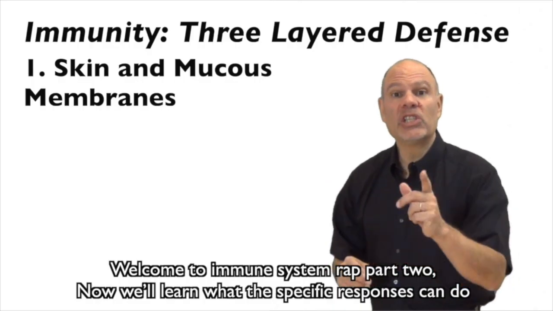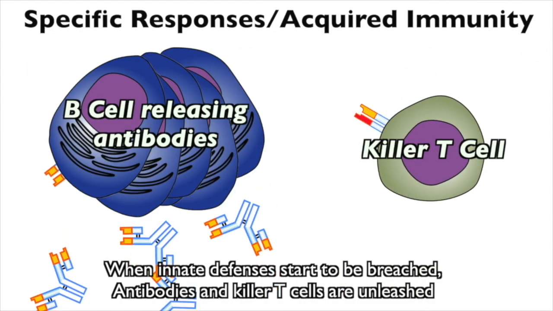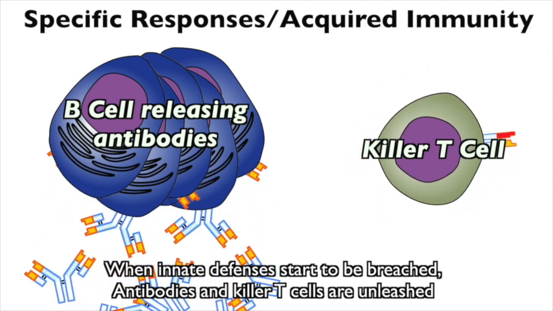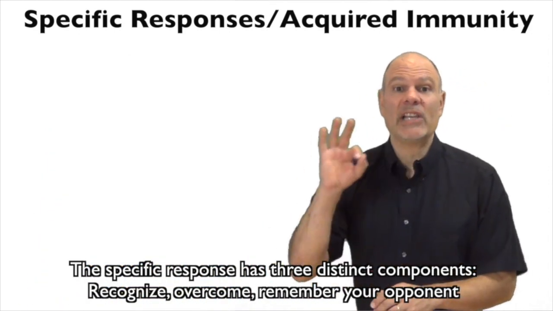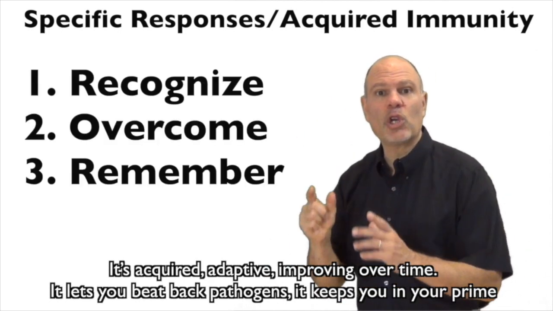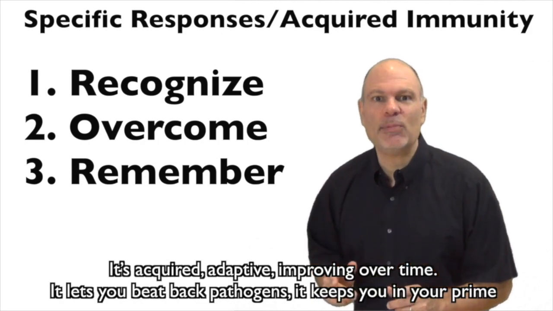Welcome to Immune System Wrap Part 2. Now we'll learn what the specific responses can do when innate defenses start to be breached. Antibodies and killer T cells are unleashed. The specific response has three distinct components. Recognize, overcome, remember your opponent. It's acquired, adaptive, and proven over time. It lets you beat back pathogens. It keeps you in your prime.